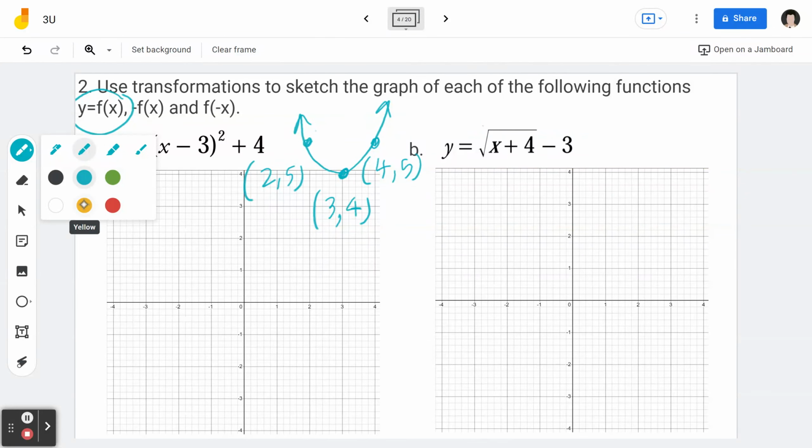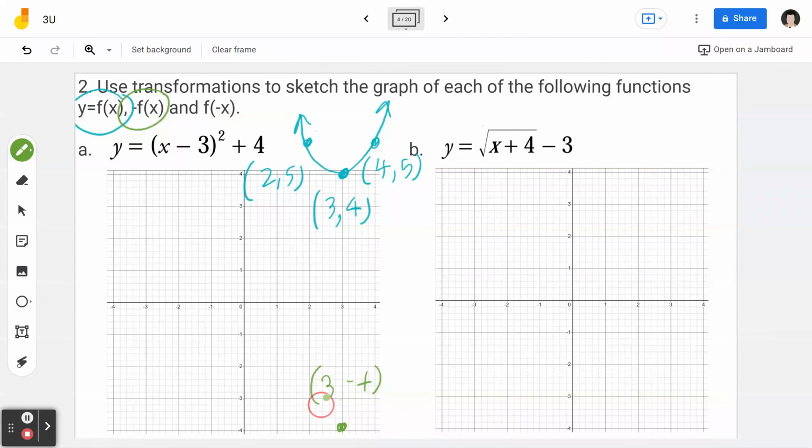Now, if I grab a different color, I can move forward to negative f of x. This means reflected with respect to the x-axis. So 3, 4 becomes 3, negative 4, which is going to be here somewhere. So I can already see the graph is going to go beyond the scale. So you can imagine the graph basically opens down just like that.